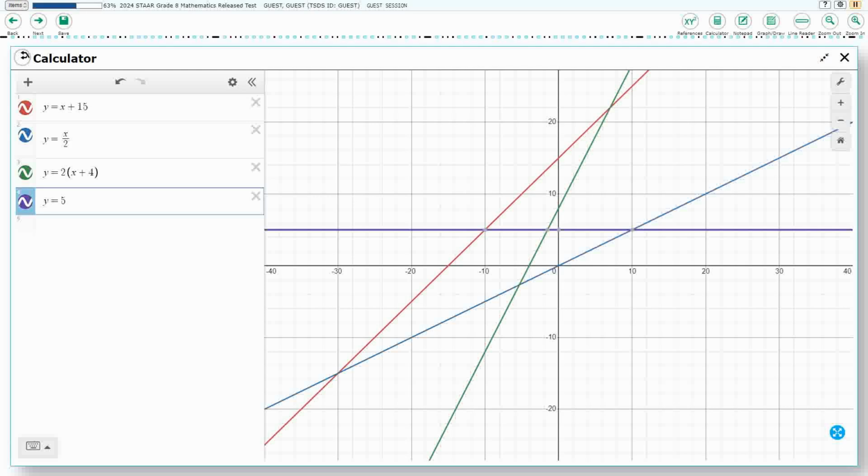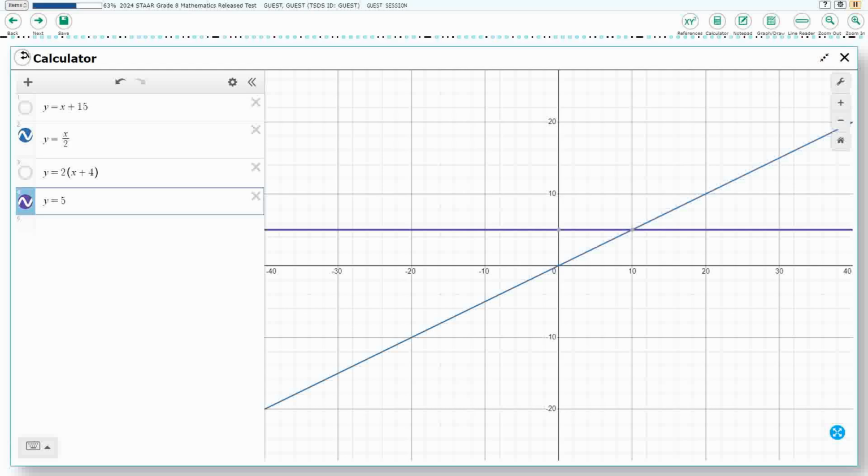So what I'm noticing here is the red one and the green one kind of do the same type of thing. The y equals x plus 15, and then the y equals 2x plus 4. They both kind of do the same thing. So really, there's nothing that distinguishes one from the other because I'm looking for one that's different. So let's take those two off. I'm noticing my purple and my blue one are definitely unique: the y equals x over 2 and then y equals 5.